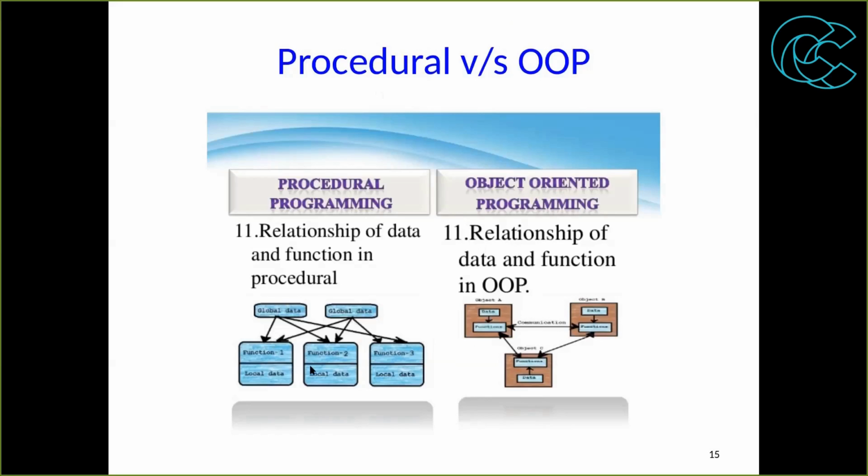But in this case, the interaction can be all over the place, and it's very hard to know who is interacting with the other. So once you change something, it becomes harder to maintain, and so on. That is one of the main advantages of object-oriented programming.